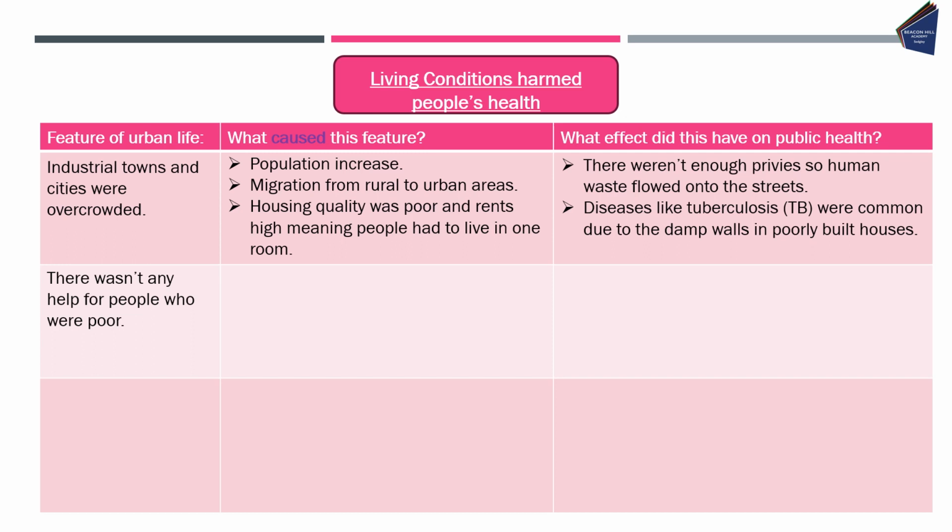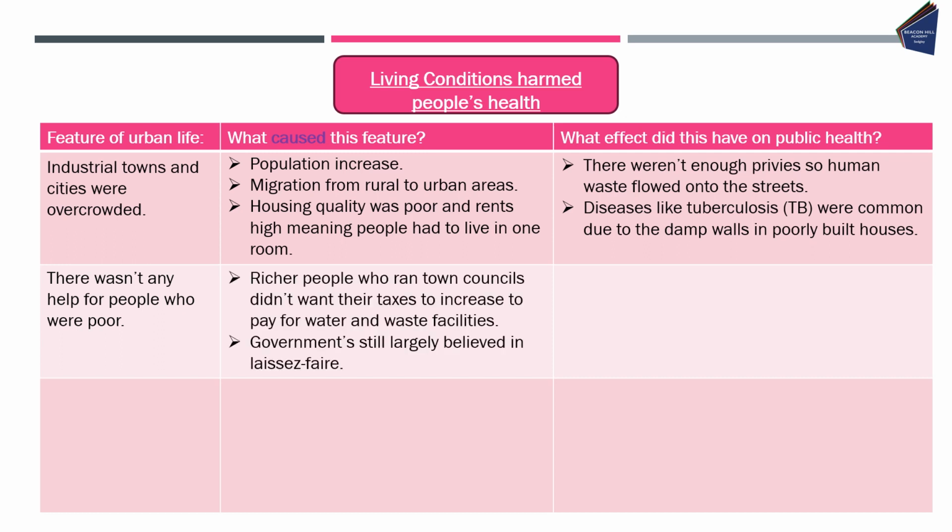There also wasn't any help for people who were poor, and that is still a large percentage of the population. The reason for this is because rich people who ran town councils didn't want their taxes to increase to enable them to pay for water and waste facilities. So as a result of this kind of selfish perspective, the poorer people and the larger percentage of the population aren't getting any support. And this is also tied in with the fact that the government still largely believed in laissez-faire, which remember means that the government are not choosing to intervene to help the majority of the population.